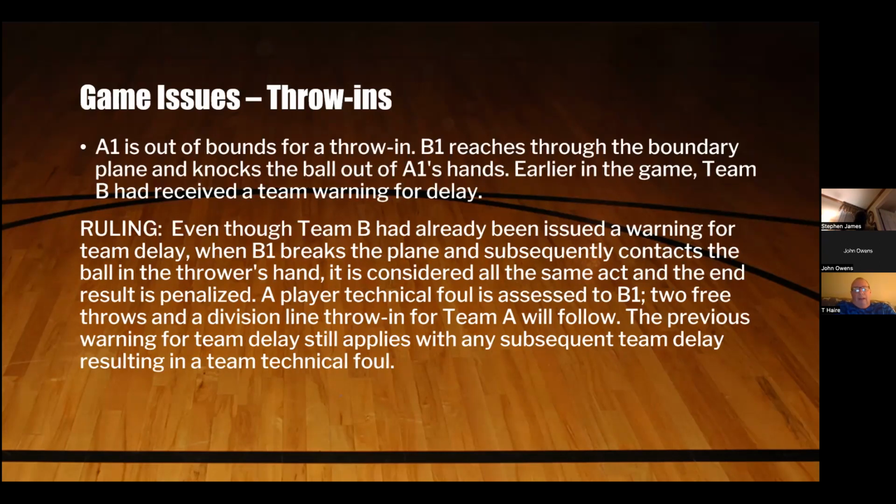So sort of 2 different situations where one, we just are breaking the plane and getting a warning versus this situation where you're breaking the plane and touching the ball. So you have another warning, or it could be the first warning and then you have the technical foul. Any questions on either of those scenarios? Like I said, these are coming straight out of the case book, so you can go to that section and read about those.